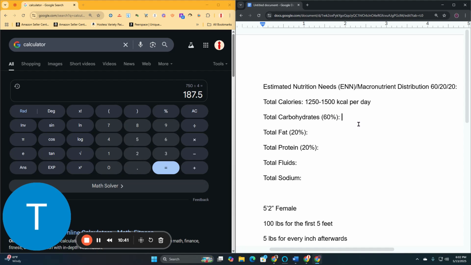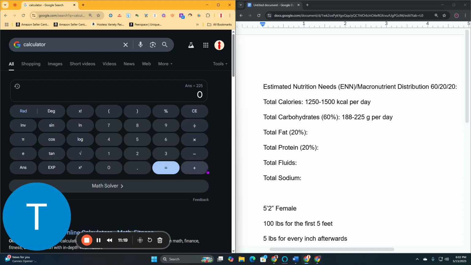And so I'm going to round up to 188. And then we'll do the same for the 1,500. So 1,500 times 60% divided by 4. And that will give us 225 grams of carbohydrates per day. Okay. And these carbohydrates, we will take them and break them down into further categories. So there's 3 types of carbohydrates: fiber, sugar, and starch. But that would be another conversation for another video.